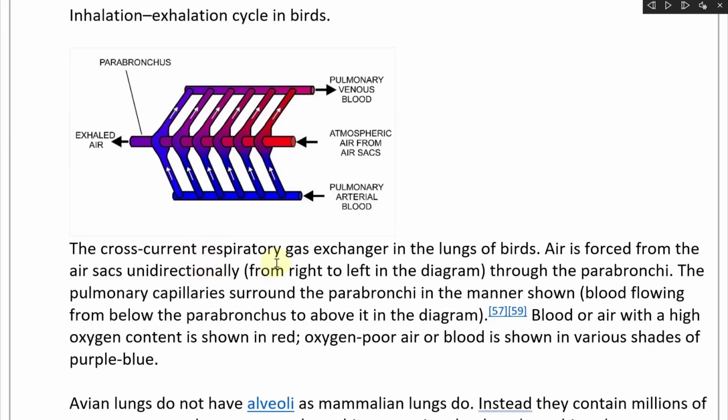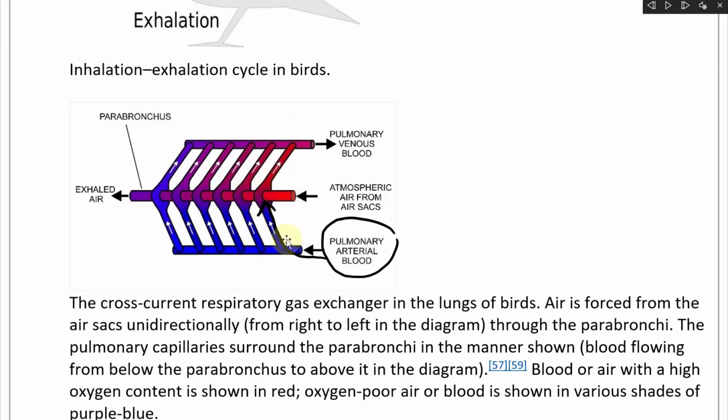So this is a cross-current respiratory gas exchanger in the lungs of birds. Air is forced from the air sacs unidirectionally, from the right to the left in the diagram, through the parabronchi. The pulmonary capillaries, the small blood vessels, surround the parabronchi in the manner shown right here. Blood flows from below the parabronchus to above in the diagram. So the heart will pump the arterial blood, which is deoxygenated, over to here, and this is always in one direction.